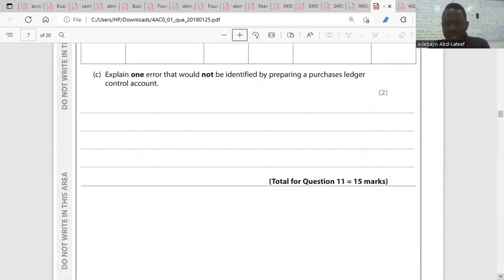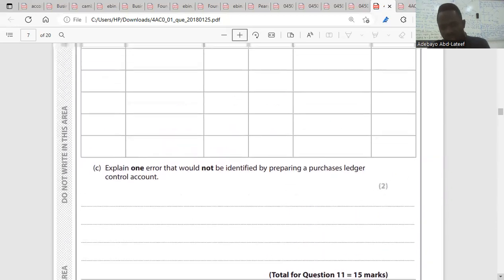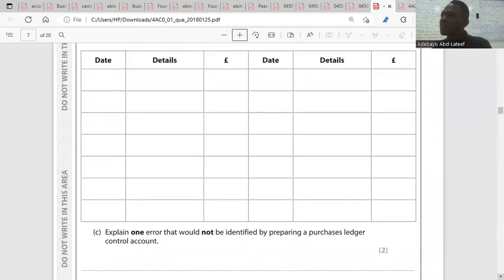Then the last question for 11C, before we stop this lesson, says: explain one error that would not be identified by preparing the purchases ledger control account. These are errors that would not affect our accounts: error of commission, error of omission, compensating error, error of principle. They would never affect your trial balance. And if they do not affect the trial balance, they will not affect your purchases ledger.